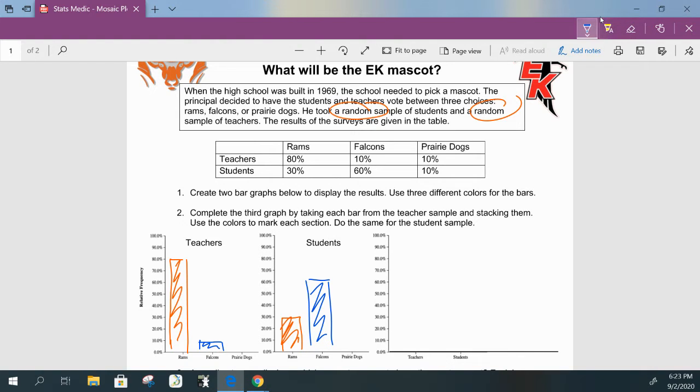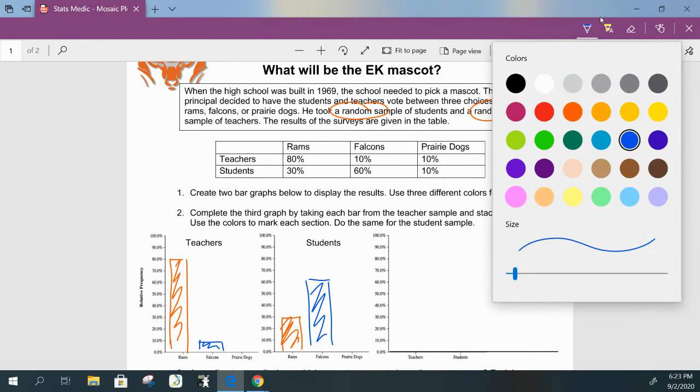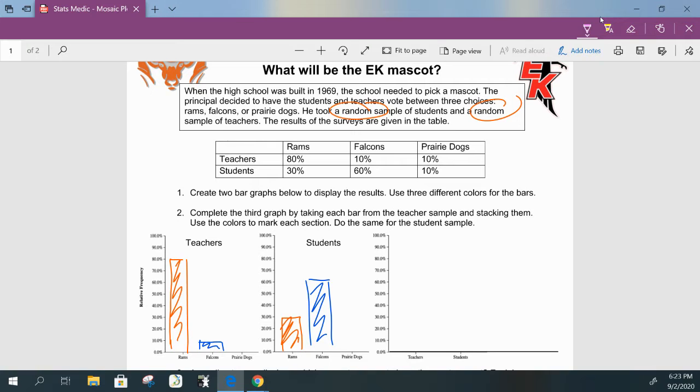And the last one was the Prairie Dogs. I'm going to use pink, so it's obviously different. And then again, we had 10% and 10%. And when you compare these two graphs, it looks like teachers prefer Rams, students prefer Falcons.